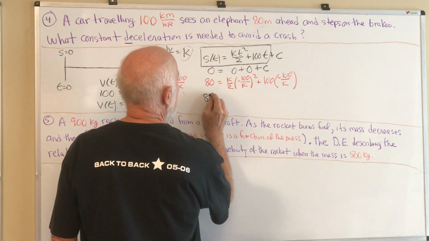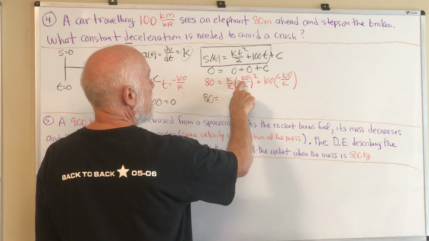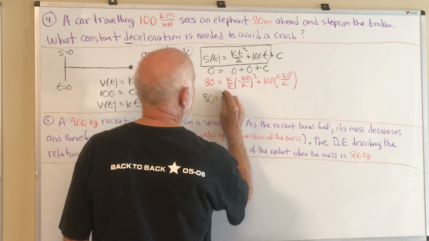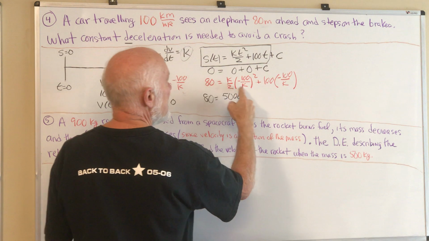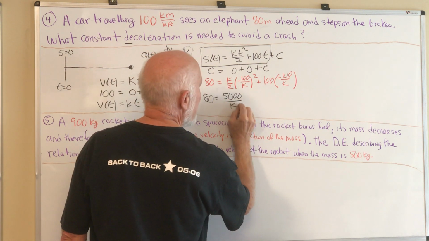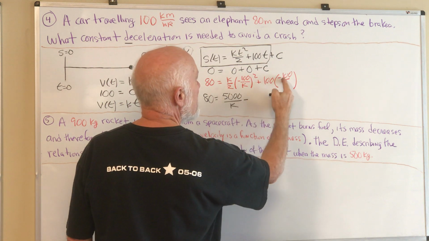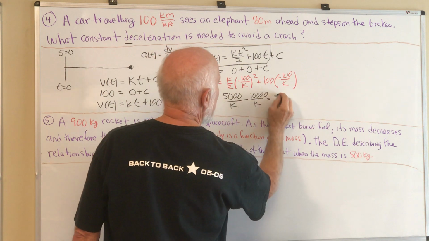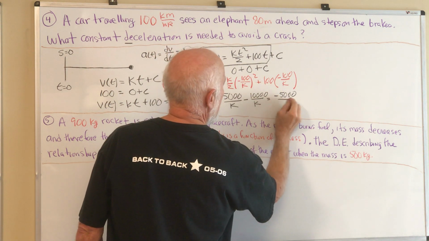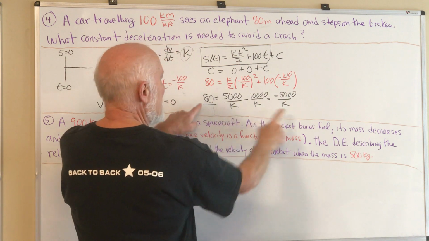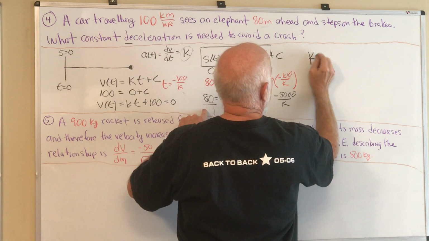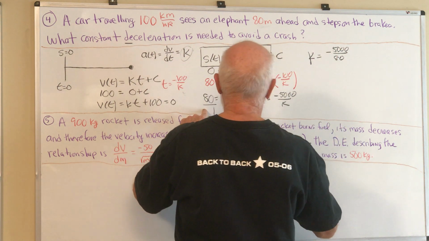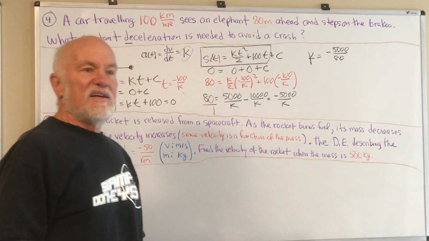So let's see what we can do. We have minus 100 times minus 100 is 10,000 divided by 2 is 5,000, and k divided by k squared is over k. And then you have minus 10,000 over k. So altogether you get minus 5,000 over k, and that has to equal 80. So k is going to be negative 5,000 over 80. It does turn out to be a negative number.